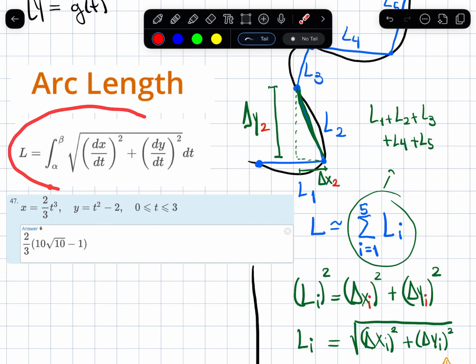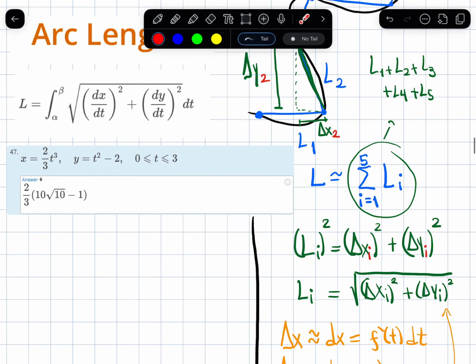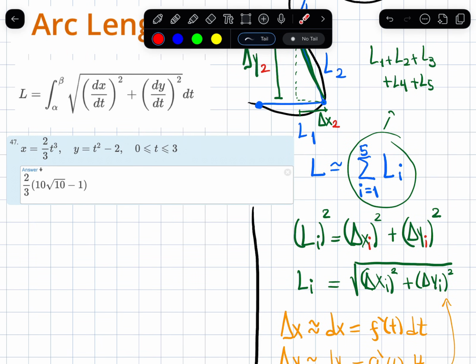I think knowing the proof is helpful. I'm a mathematician. I like showing people proofs, but you can just immediately, if you want, calculate arc length by just using the formula directly. So I'm going to do that right now.